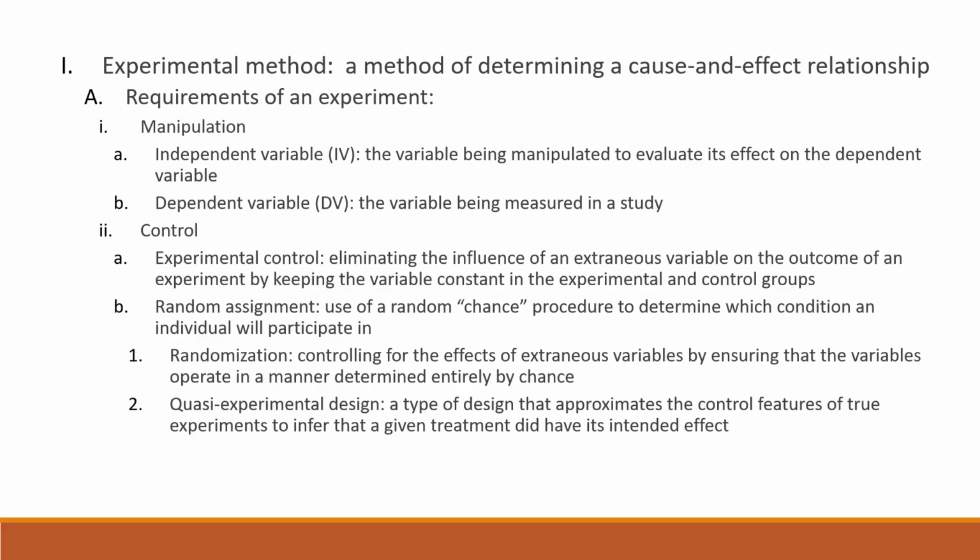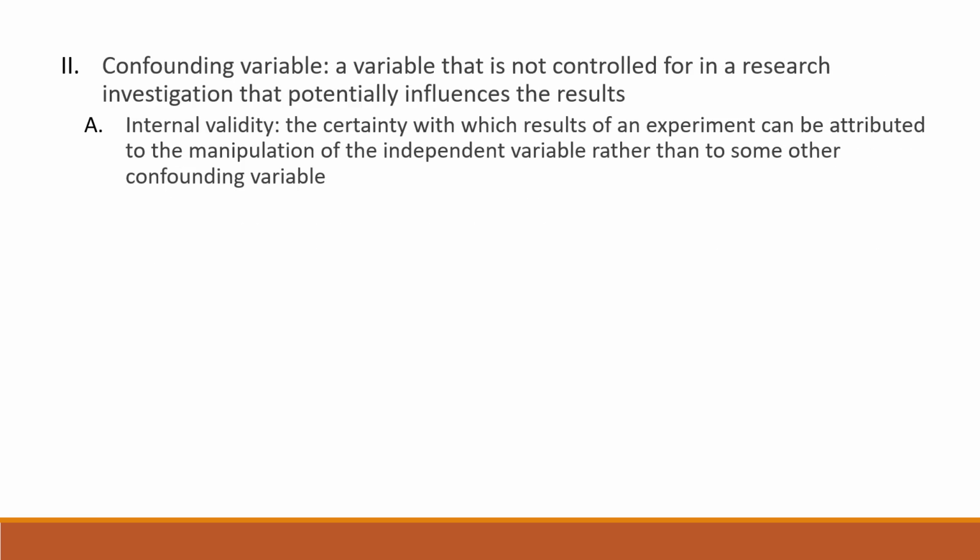But we can use a quasi-experimental design, which is a type of design that approximates the control features of true experiments to infer that a given treatment did have its intended effect. So you can't assign people to have different illnesses, but you can make sure they all get the same dose of the medication at the same time in the same hospital setting. There is still some level of control.